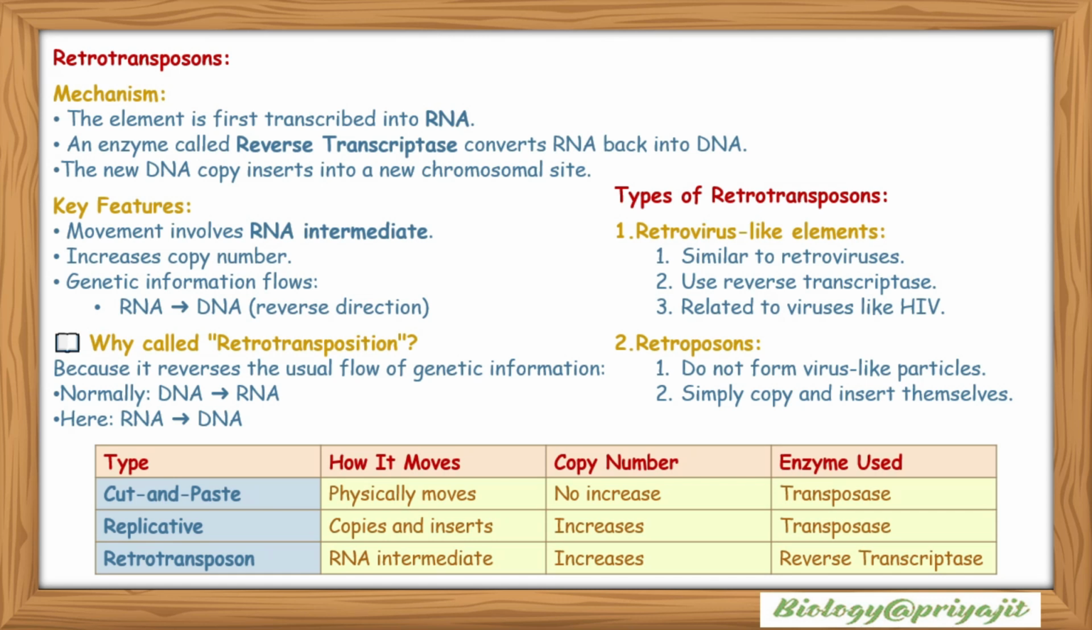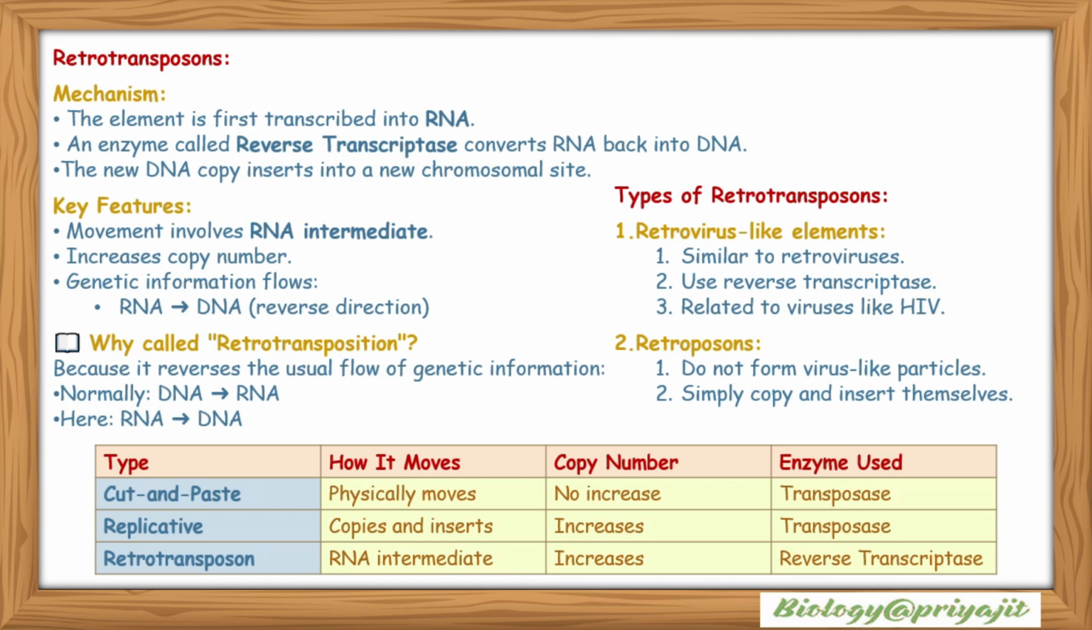Types of retrotransposons: retrovirus-like elements are similar to retroviruses. They use reverse transcriptase and are related to viruses like HIV. Retroposons do not form virus-like particles and they simply copy and insert themselves. So cut and paste mechanism, replicative mechanism and retrotransposition. There are basically three types.